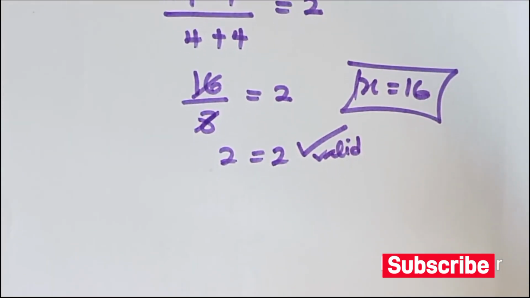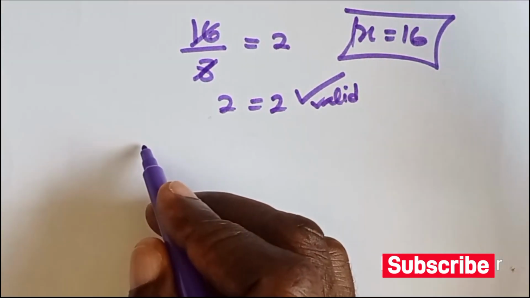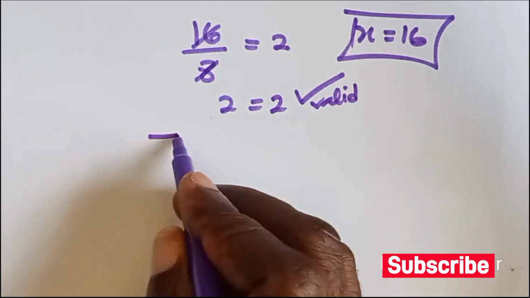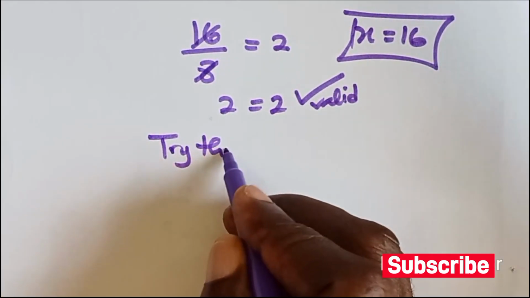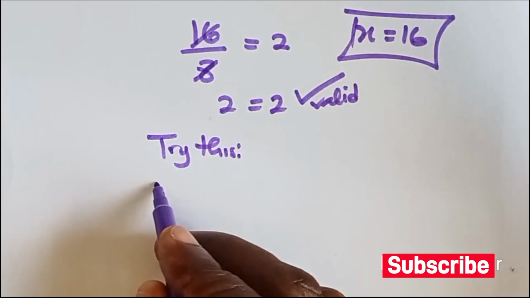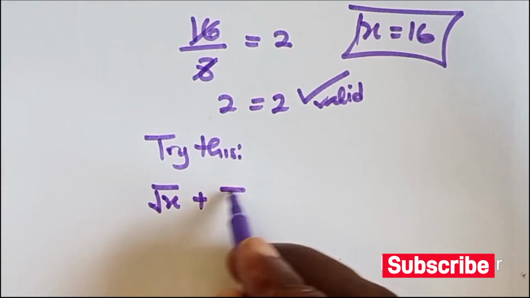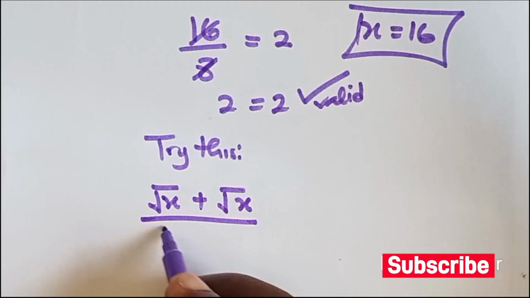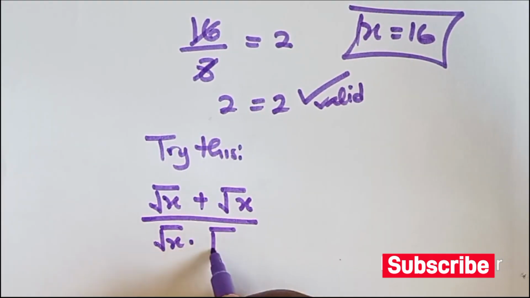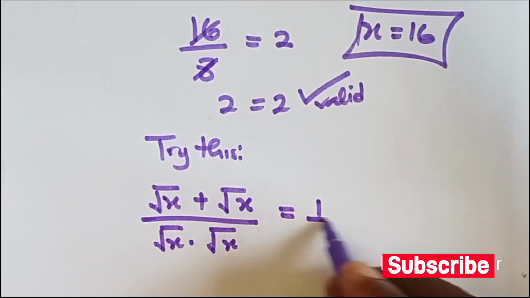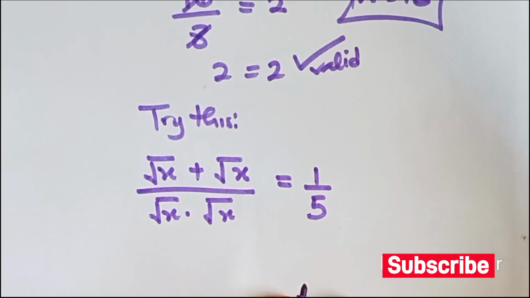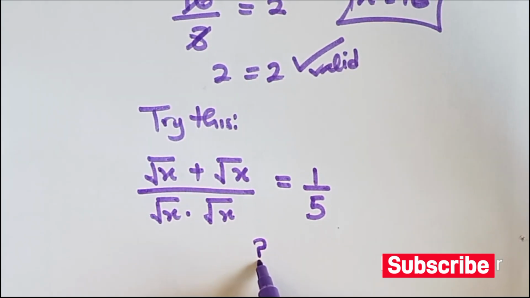Now let's solve something similar to that. So we have root x plus root x over root x multiplied by root x equals 1 over 5. Let's solve this and write your answer under the comment section.